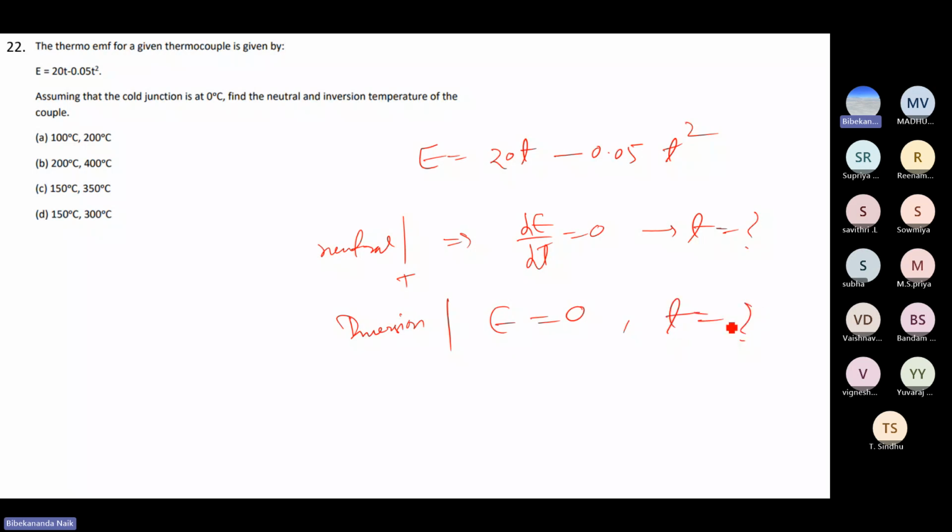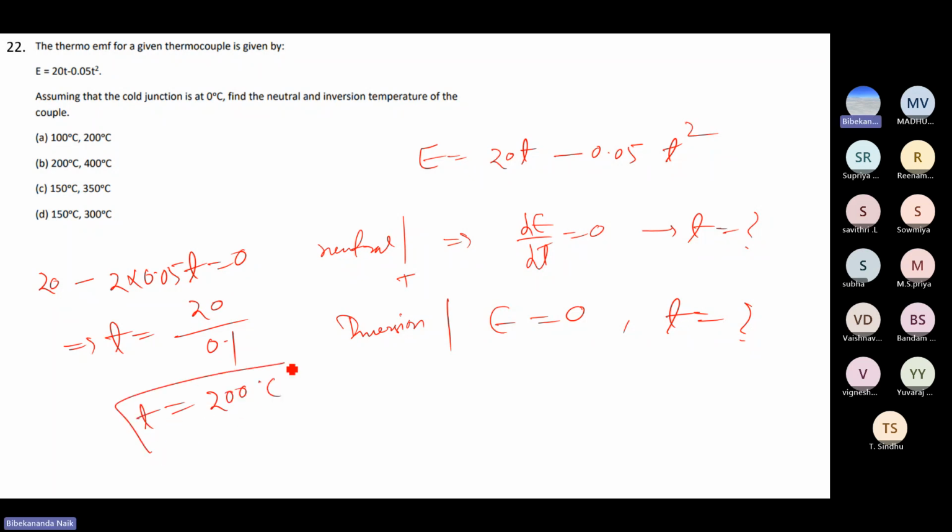Then what is T? If you solve dE by dT, it will be 20 minus 2 into 0.05 T equal to 0. So T will be 20 by 0.1, which is 200. So T is 200 degrees Celsius.